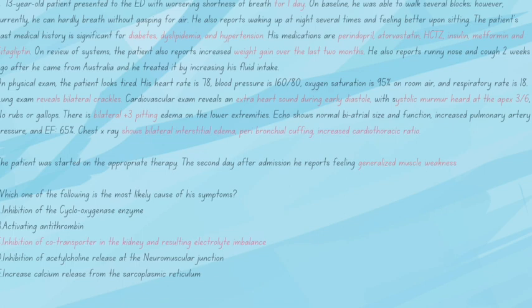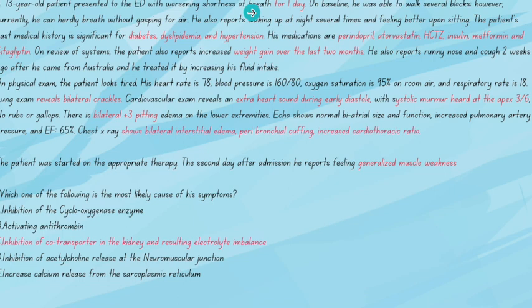So we have a 73-year-old patient who presented to ED with shortness of breath, and this is for one day. This is happening for one day, so this is acute. When I have acute shortness of breath, I think about pulmonary embolism. I think about heart failure exacerbation. I think about COPD exacerbation. So looking here, this started acutely, and now there is a deterioration from his baseline. They are also telling you that he wakes up at night several times and feels better upon sitting. So he does have orthopnea.